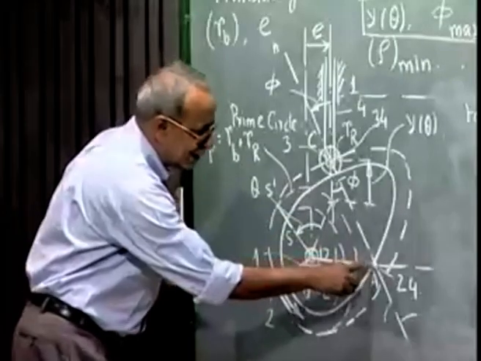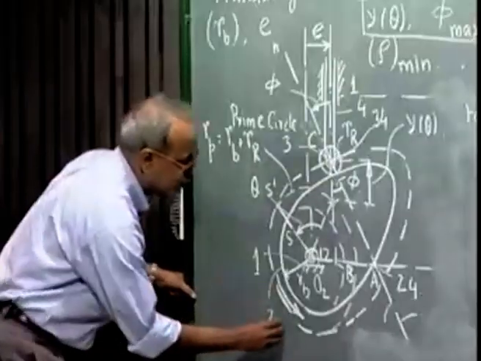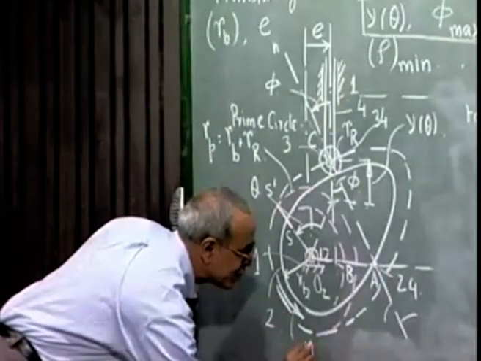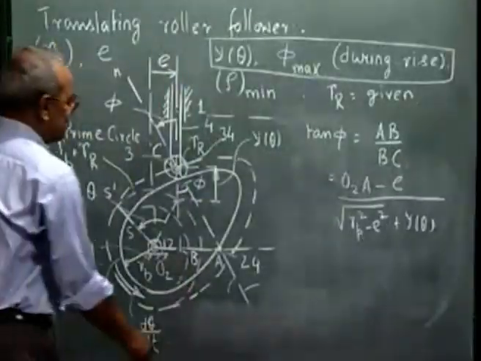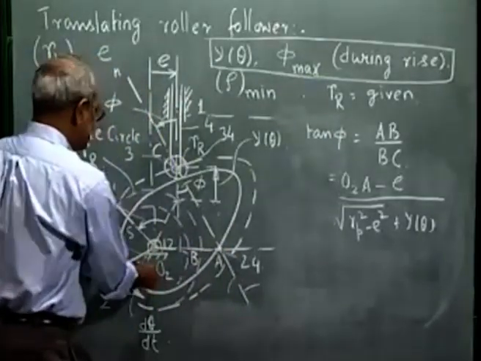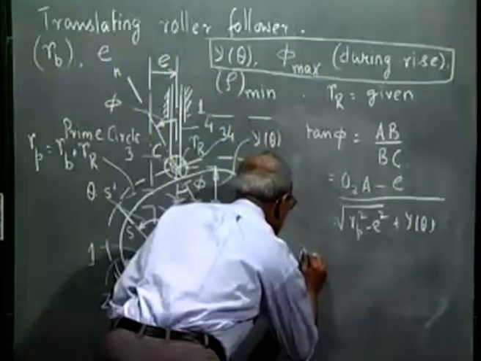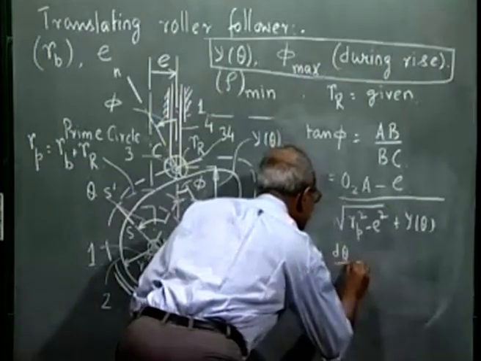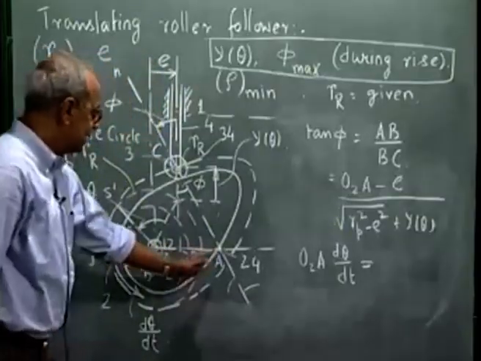So if I consider this to be a point on body 2, that is the cam which is rotating with constant omega, say constant omega d theta dt, then the velocity of this point is upward and the magnitude is O2A into d theta dt. So I can write O2A into d theta dt, that is the velocity of this point 24 in the vertically upward direction.